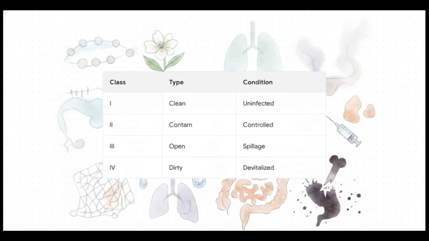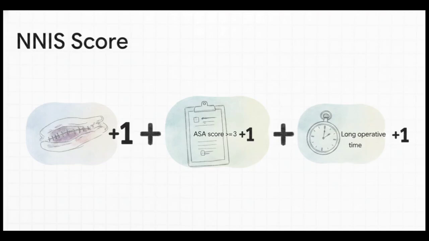Think open, fresh, accidental wounds or surgeries with gross GI spillage, acute non-purulent inflammation, or major sterile breaks. Finally, Class 4 is dirty. This means old traumatic wounds with retained devitalized tissue, an existing infection, or a perforated viscera. So the crucial point is how this classification actually ties in to predicting real-world infection risk.